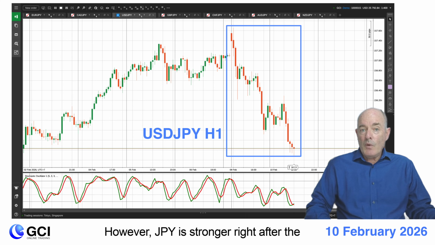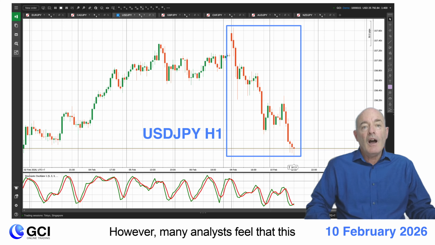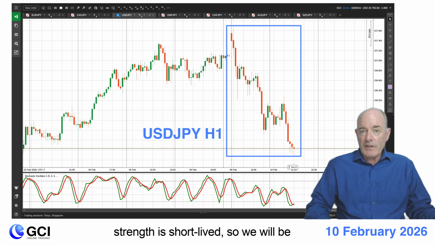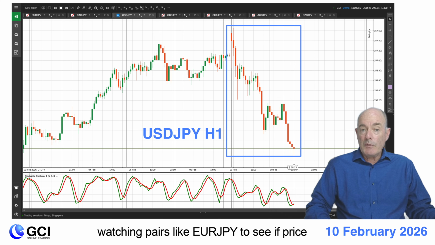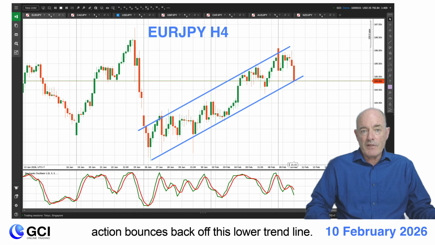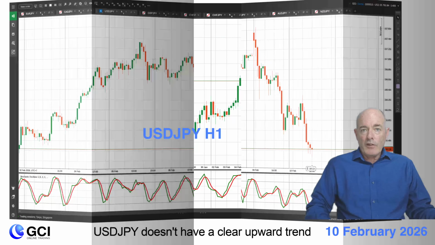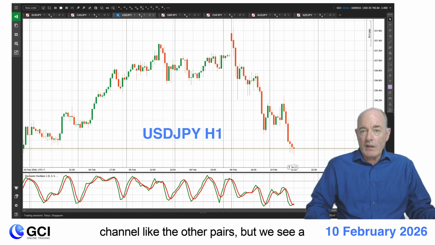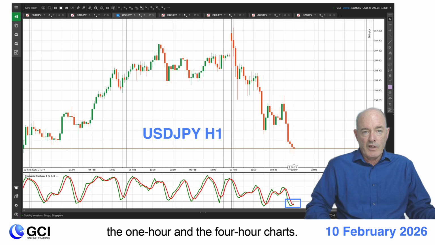However, JPY is stronger right after the elections as confidence returns to Japan. However, many analysts feel that this strength is short-lived, so we will be watching pairs like Euro-Yen to see if price action bounces back off this lower trend line. Dollar-Yen doesn't have a clear upward trend channel like the other pairs, but we see a very oversold stochastic oscillator on both the 1-hour and the 4-hour charts.